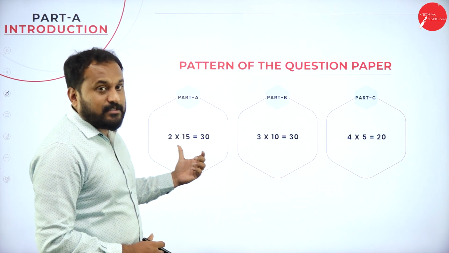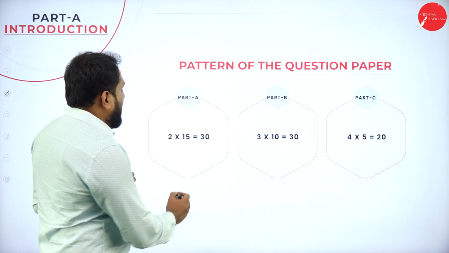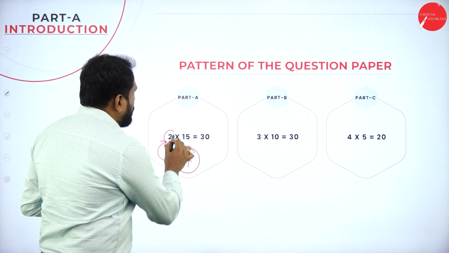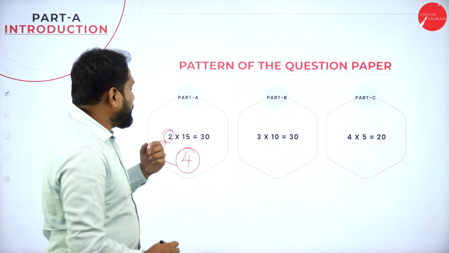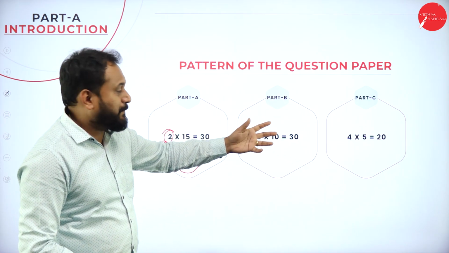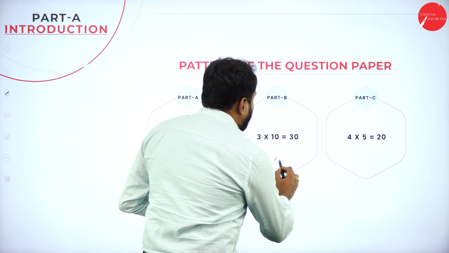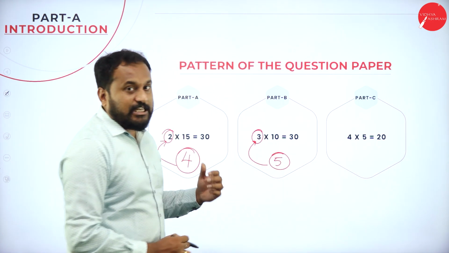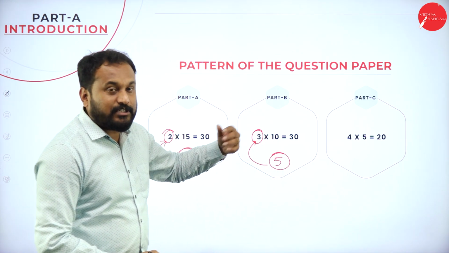Now, the first part here, students, you will be getting 4 questions. Of those 4 questions, you are supposed to write only 2, and each question carries 15 marks. Totally you get 30 here. Now part B, you will be getting 5 questions and you are supposed to write only 3, and each question carries 10 marks, so it is 30.